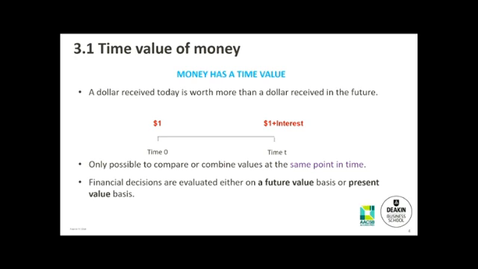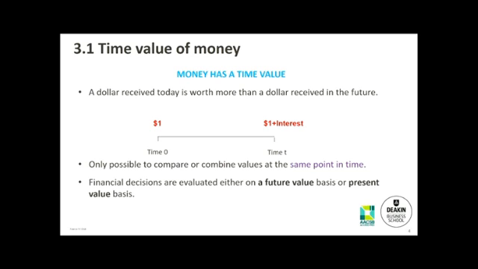You can't. We are only able to compare and combine values if they happened at the same point in time in finance. And that's the major difference between finance and other majors, like accounting. You can't combine cash flows that happened at different points in time. Does this make sense to you?